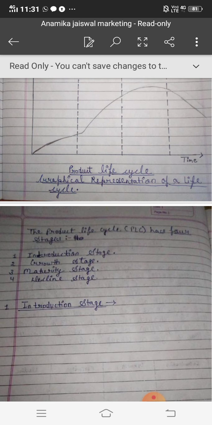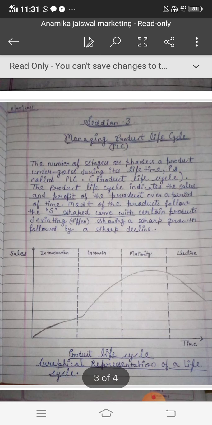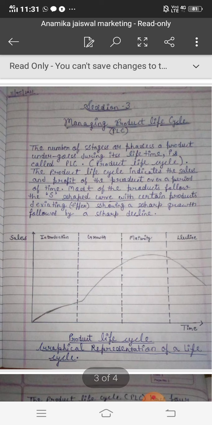I will give the description of all one by one tomorrow. Till now this is your topic with diagram.